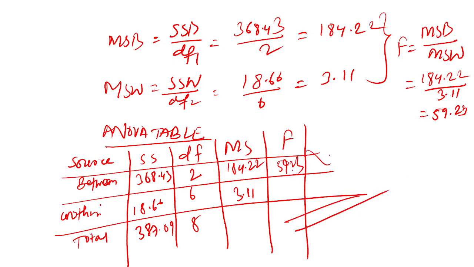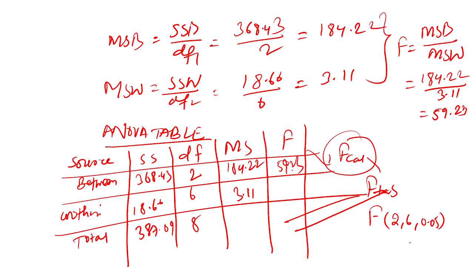So this is the value of F calculated. Now for F tabulated, we can get F at 2 degrees of freedom, 6 degrees of freedom at 0.05. We'll get the value, then we can compare. I think one-way ANOVA is clear, hopefully. Is it?